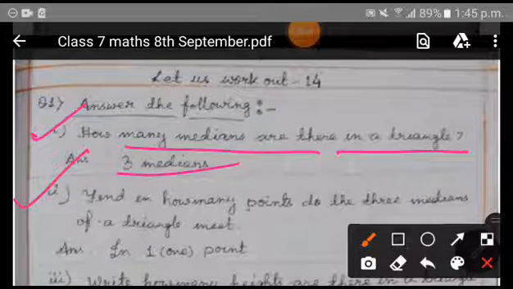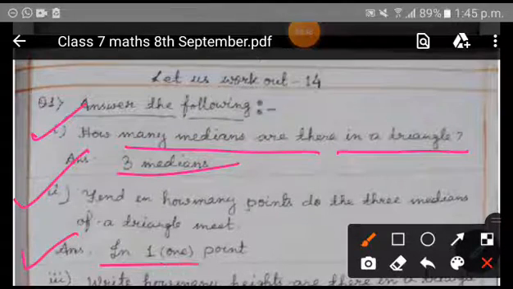Next, find in how many points the 3 medians of a triangle meet. All the medians of a triangle meet at a particular point. What is the name of the point? The name of the point is centroid. It is called the centroid of the triangle. So the answer is 1 point.